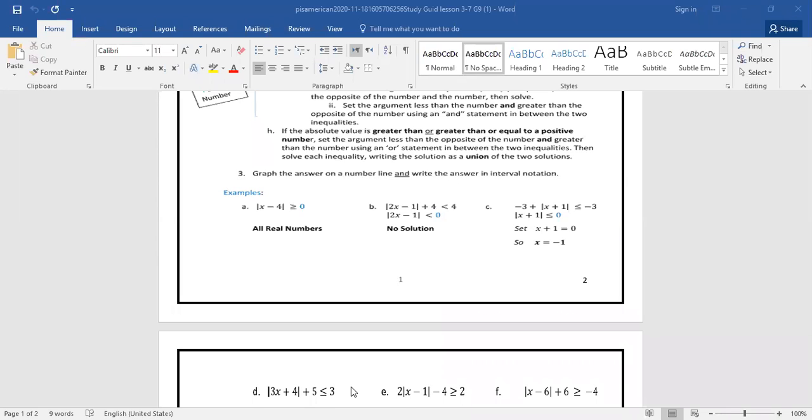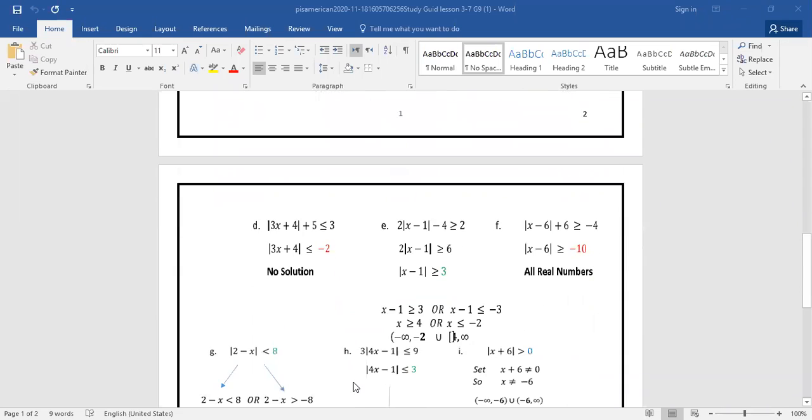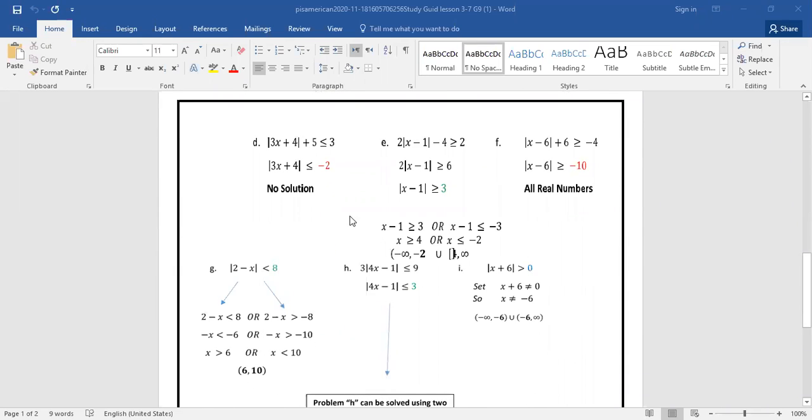It's absolute value of 15 more than or equal 3. Let me check this. No solution. Yes, it will be no solution. Why? Because first we have to transfer 5 to the opposite side. It will be 3 minus 5, right? Then 3 minus 5, it will be how many? It will be negative 2.